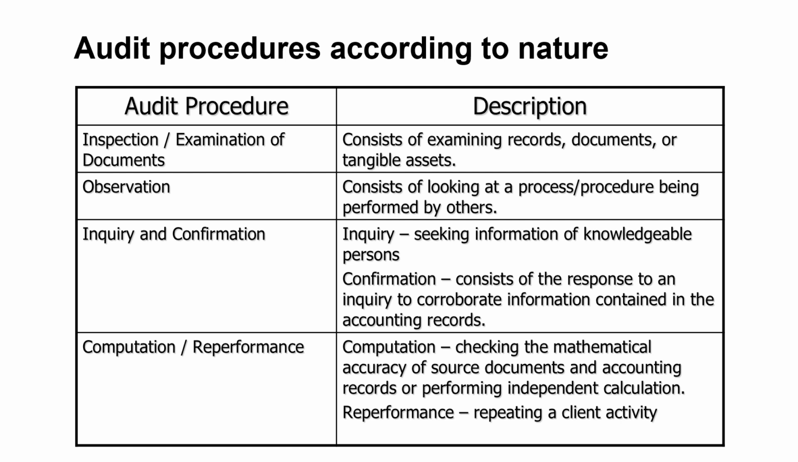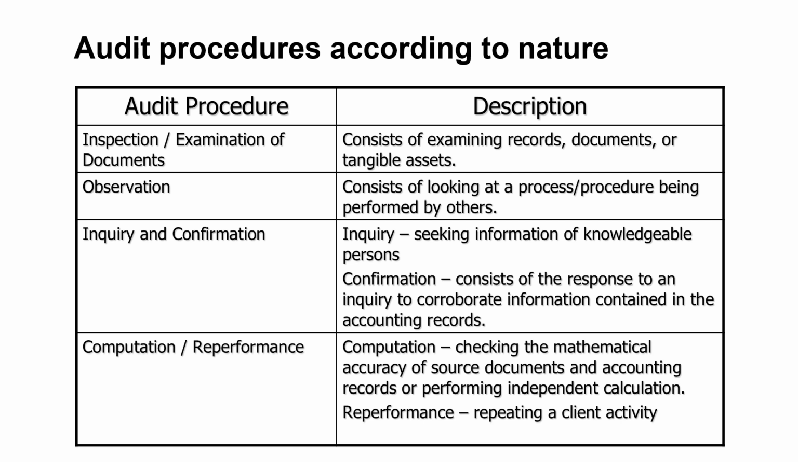The other one is observation, and I'm sure you have done observation so many times in your life. Observation consists of looking at a process or procedure being performed by others. Observation is widely used and very useful, but it also has its strengths and weaknesses, just like any other audit procedure. One of its strengths is that you can readily use it when there is an absence of an audit trail, when there is no trail of documentation, so you cannot inspect any document. Then you can perform observation.